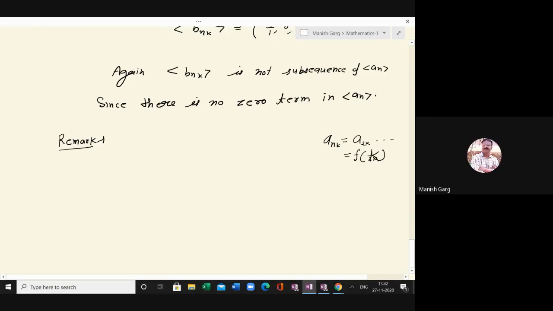F of k goes to 1/2 k. This is the function, k is a natural number. Is it clear? Yes sir. Now this is a sequence. Again, if we take a_{n_k} equal to a_{2k-1}, so again, f(k) you take the function 1/2 k minus 1.